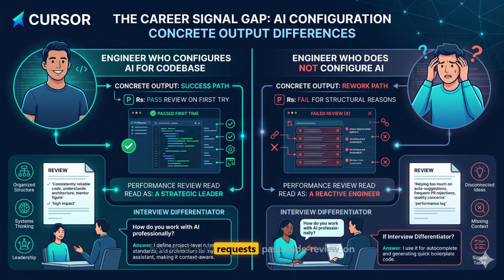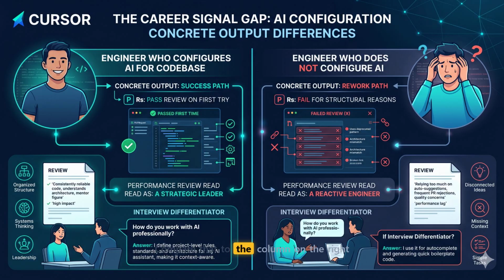Their pull requests pass code review on the first try because their assistant is context aware and only suggests code that already matches our existing multi-layered architecture. They do not fight with deprecated patterns, and when you read their performance review at the bottom, they look like a strategic leader. They aren't just writing code faster, they have designed a context aware system for their engineering team.